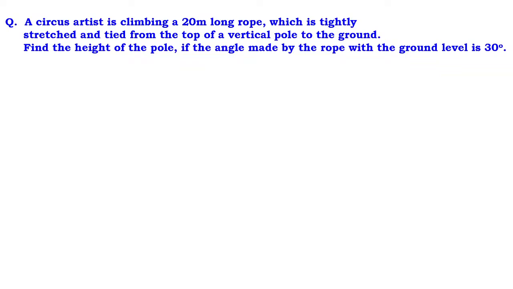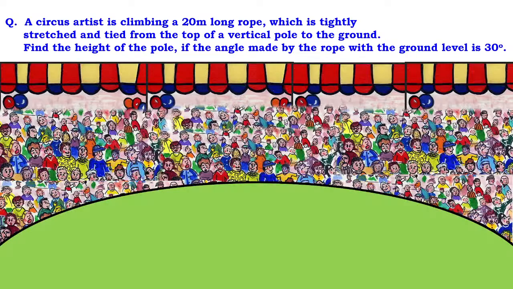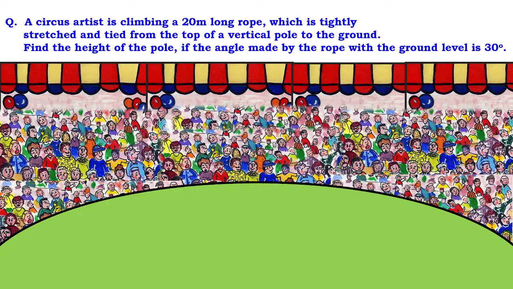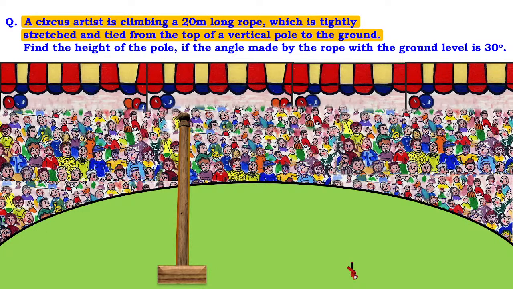Okay, look here. A circus artist is climbing a 20-meter long rope. Imagine this is a circus. Look here, everyone. I'm explaining solutions. This is the circus, and this is a pole, and a pole here tied up. A 20-meter long rope. What is the length of the rope here? They have told 20-meter. So can you draw a diagram like this? And what you should remember, the pole should be 90-degree with the ground.